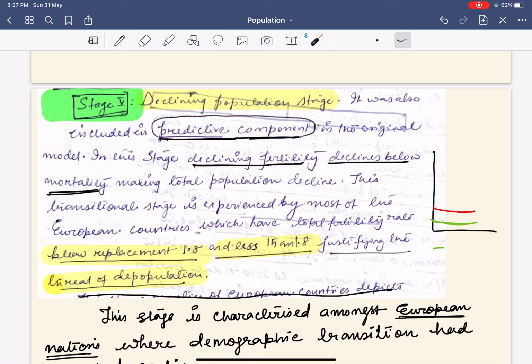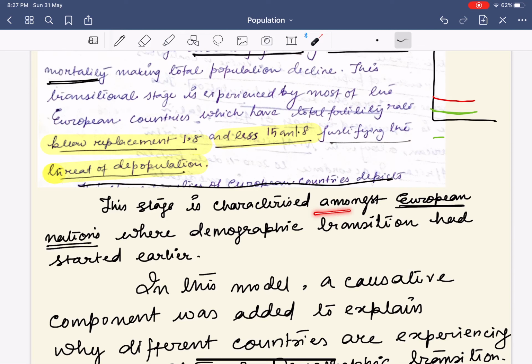Basically, in every stage we saw that fertility was higher than mortality. But in this stage, fertility has declined and is below mortality, as a result of which it is below the replacement level of 1.8. In such a stage it is very difficult to replace the population, and this is occurring in none other than the European nations.